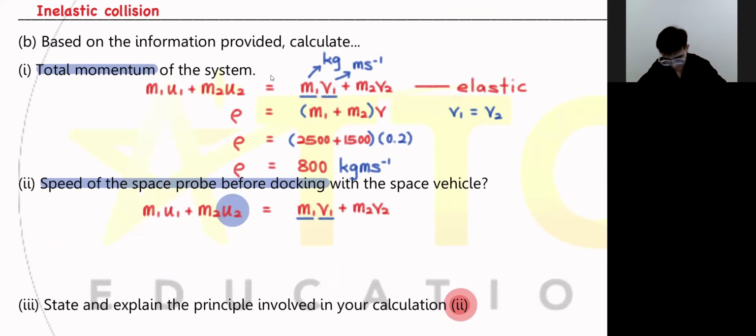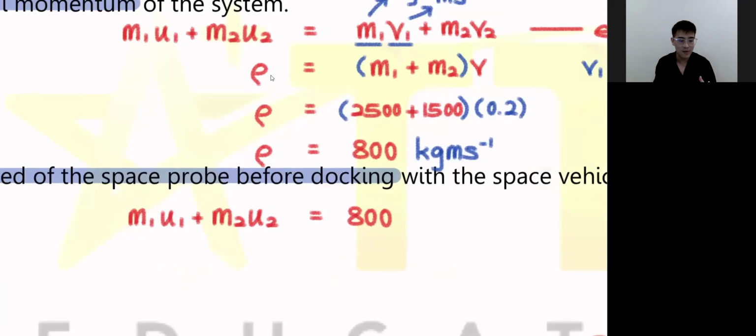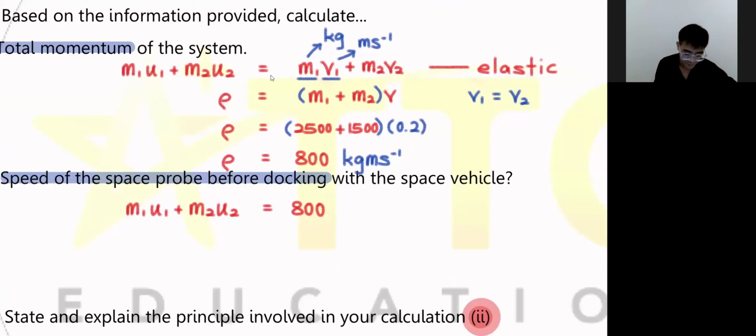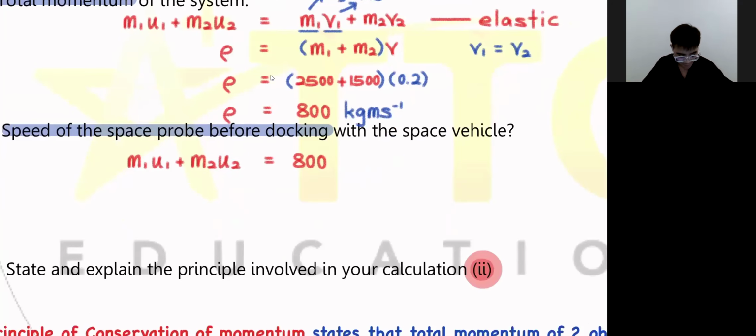But we don't have to calculate the M1U1 add the M2U2 separately, because you already know after summing up together, they should be 800. After adding them up together, they'll be 800. And so that means what? That M1U1 plus M2U2 added together should be 800 also. So this is what you do.